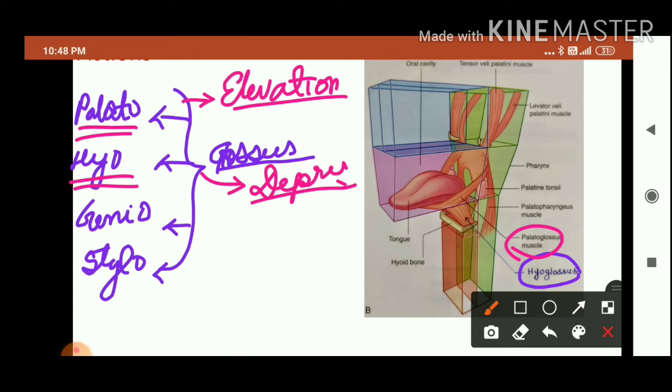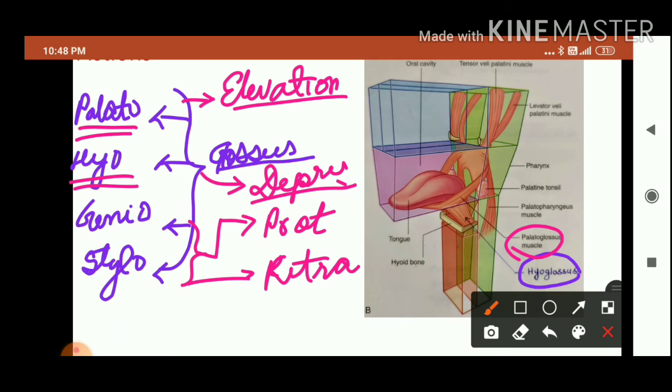Now we come to genioglossus and styloglossus. Always remember, these are the two muscles responsible for protrusion and retraction of the tongue. The genioglossus is attached anteriorly to the genial tubercle, so it is responsible for protrusion of the tongue. And the styloglossus is attached posteriorly to the styloid process, so it is responsible for retraction of the tongue.